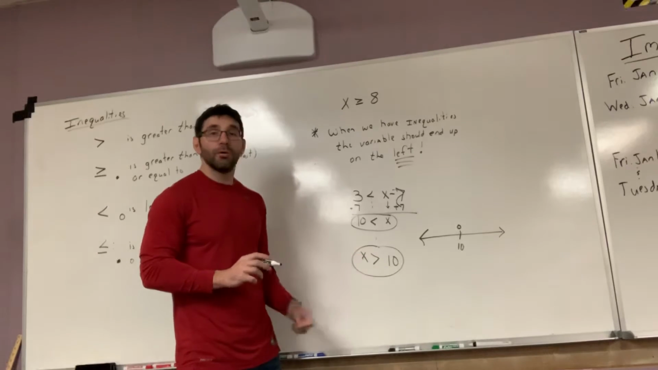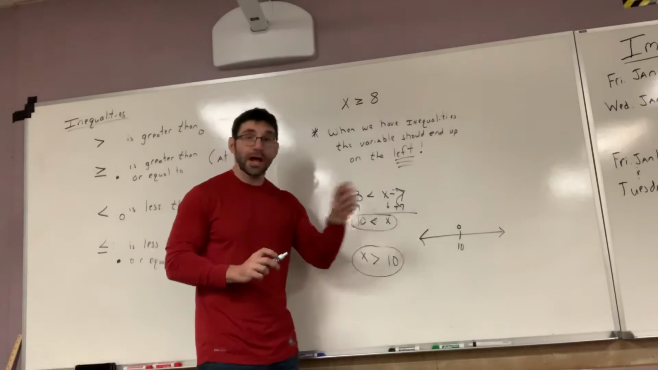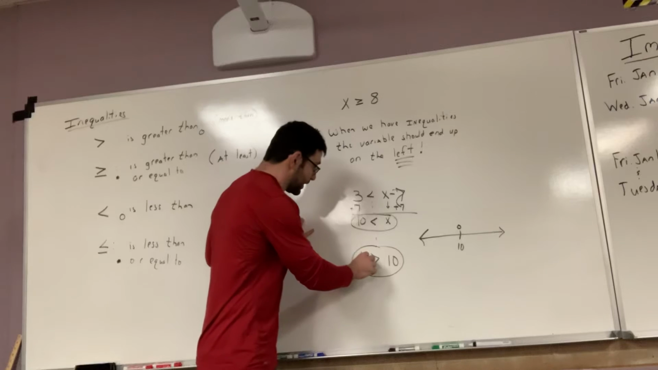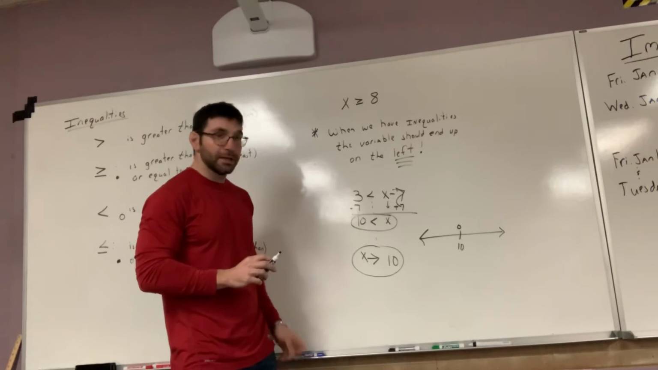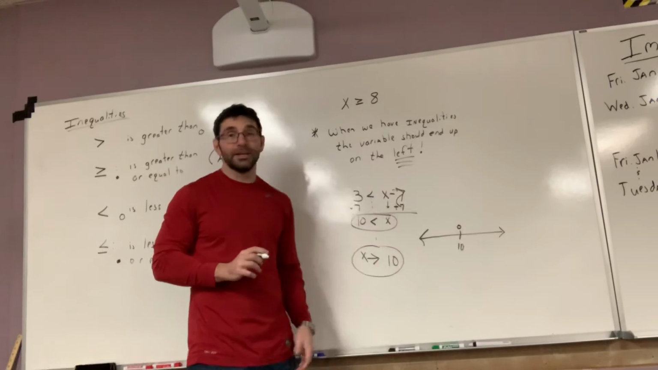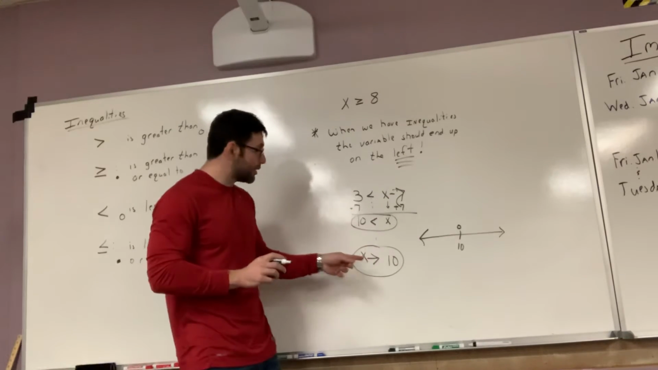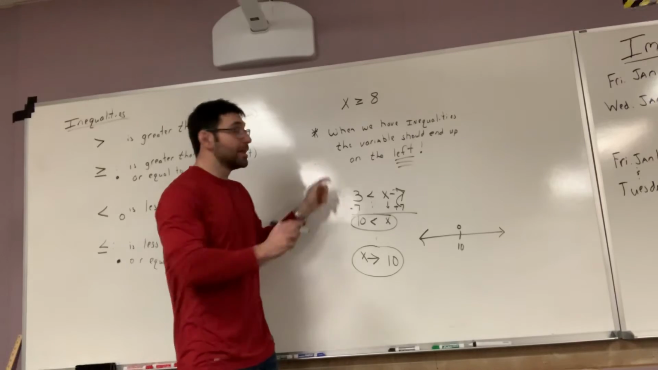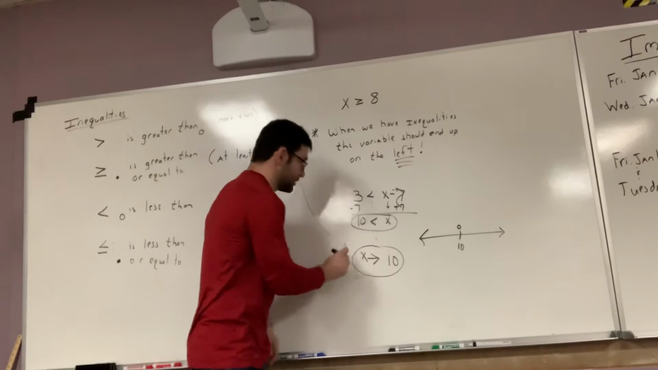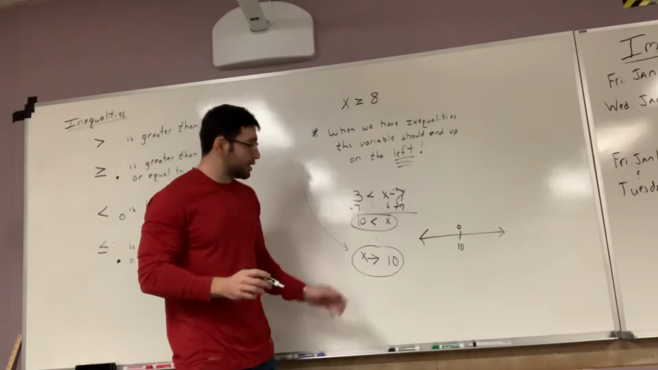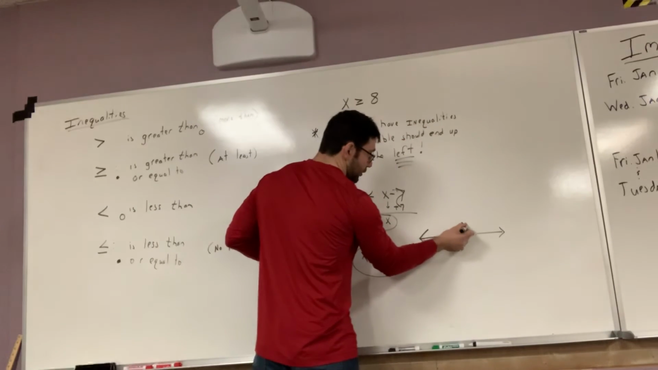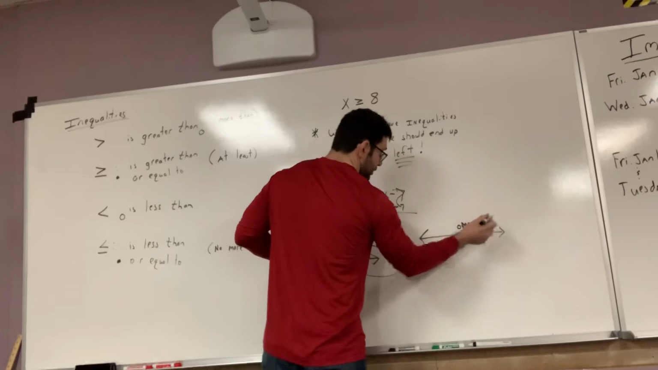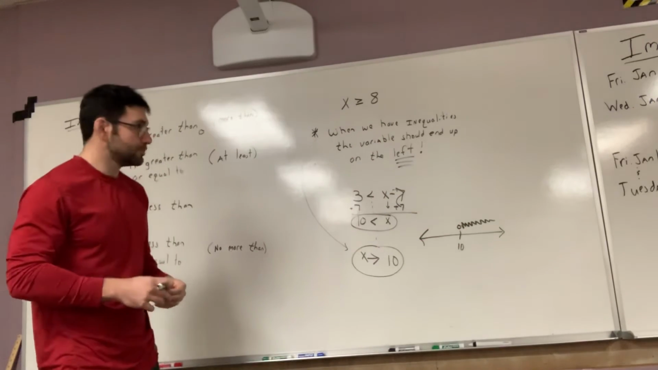The reason why I want my variable on the left for graphing is I now make my gator mouth into an arrow. Which way is my arrow pointing? It's pointing to the right. We can only do that when the variable is on the left. That's why this is important. So which numbers are greater than 10? Well, they're going that direction. So all we do is we shade that direction. Okay?